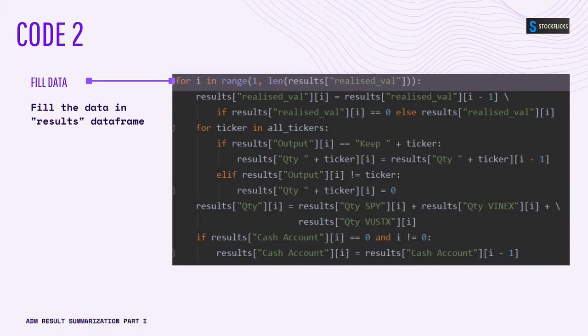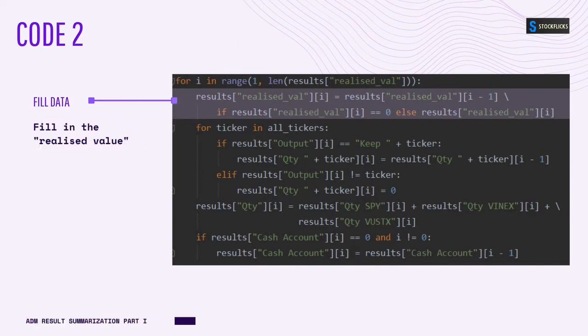Next, we are going to fill in the data in the results data frame containing all dates. Remember, previous data frames only contain the dates we made transactions. For all data points in the results data frame, if the realized value is 0, we will define it to be the same as the last period. Here 0 indicates that this data belongs to the months we newly added to the results data frame.